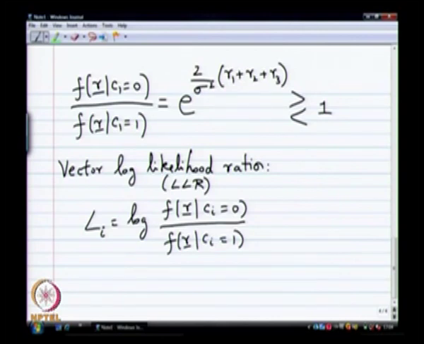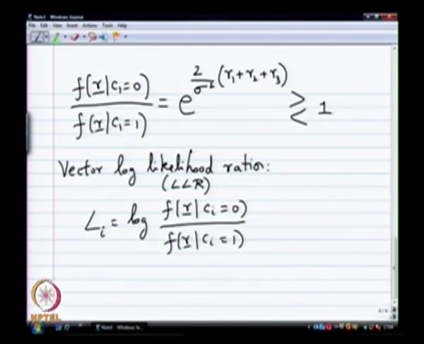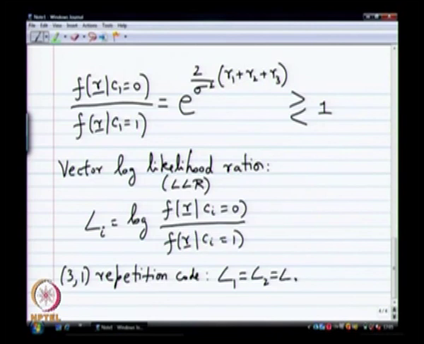In fact, for the repetition code, if I change the C1 to C2, what will happen? It won't make any difference, because all the 3 bits are the same, you will get the exact same answer. So, for the repetition code, all the 3 vector likelihoods are exactly the same. So, for the 3-1 repetition code, capital L1 equals capital L2 equals capital L3 equals 2 by sigma squared times R1 plus R2 plus R3.